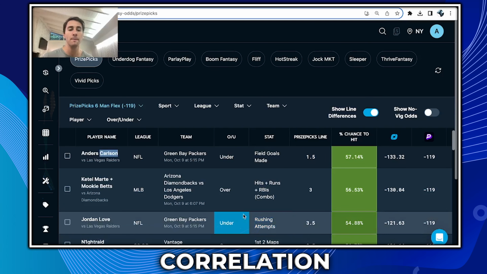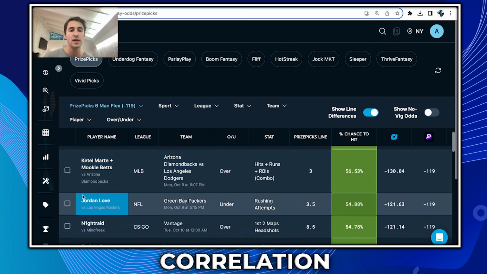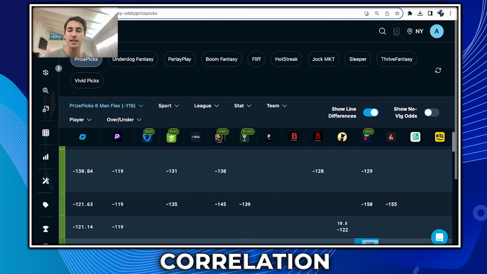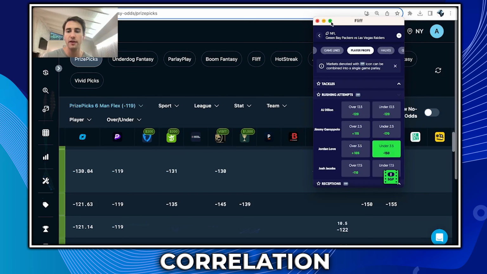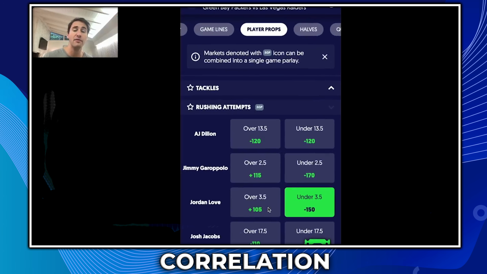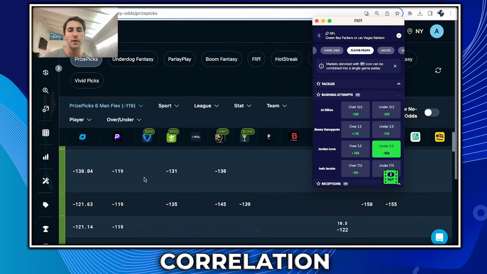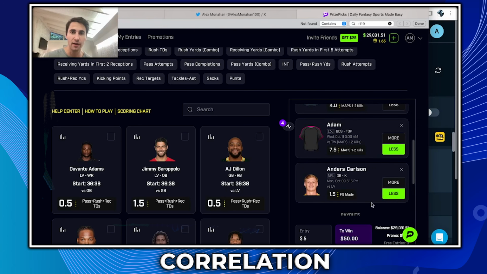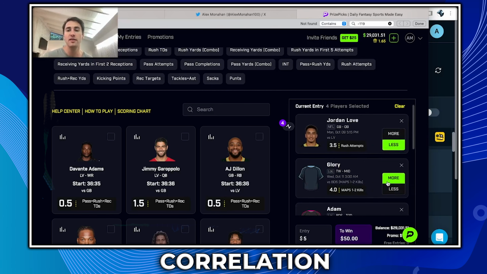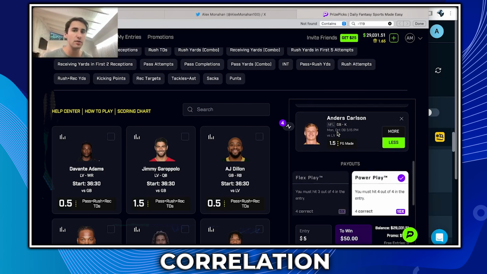But the benefit here is I can find some correlated plays. So you can see ODS Jam is also recommending we take Jordan Love under 3.5 rushing attempts. So this is another play with value. You'll notice right here, Fliff, once again, has his under really heavily favored, so that would be the sharp pick to go with. That's the favored side, so that's what we want to go with on PrizePicks. But the added benefit here is these plays are also positively correlated, right? If the Packers have the ball less, then Jordan Love is probably more likely to go under 3.5 rushing attempts, and Anders Carlson is more likely to go under in field goals.